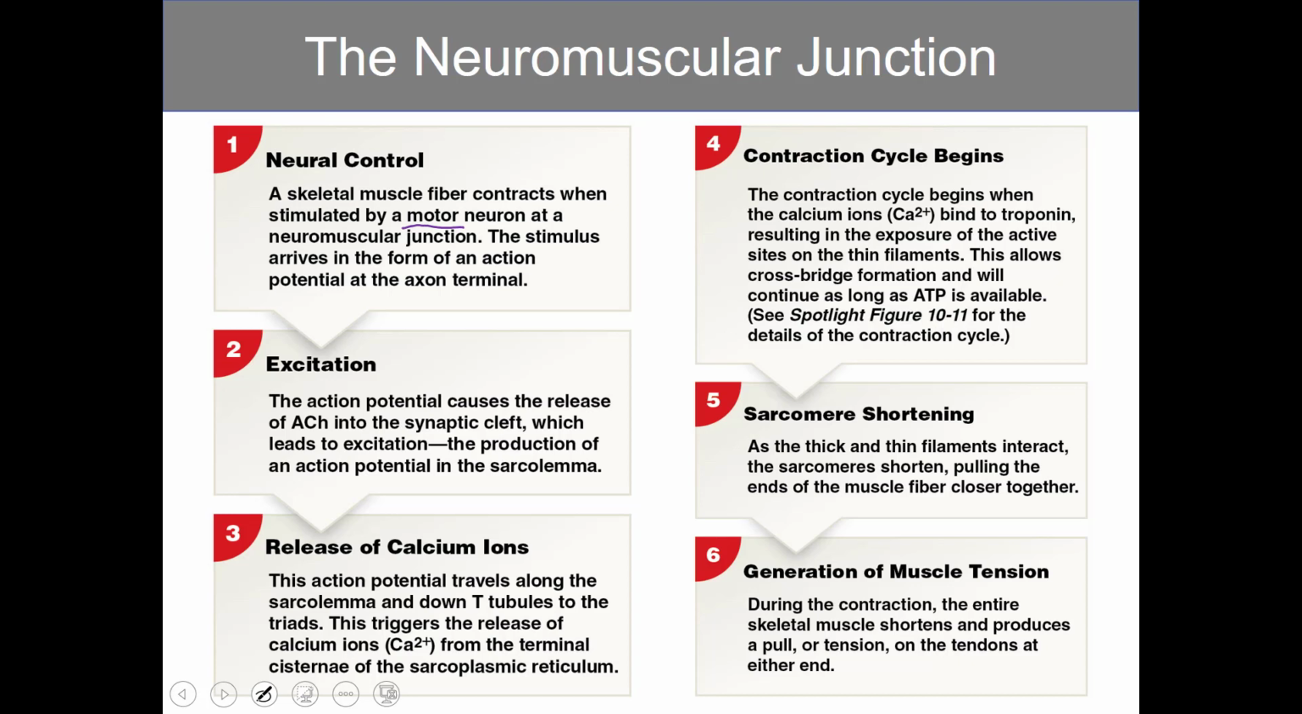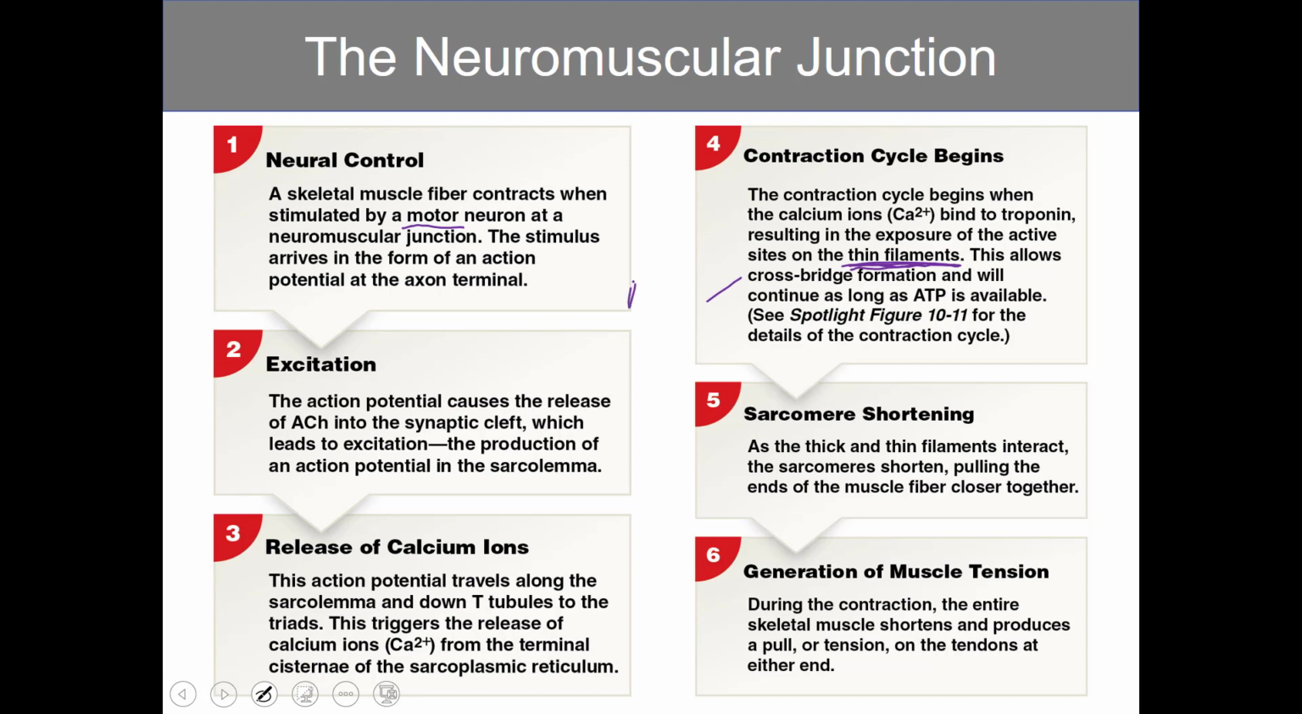Step 3, this action potential travels along the sarcolemma down the T-tubules, triggering the release of calcium from the triad. Okay, the calcium is being stored in the terminal cisternae of the sarcoplasmic reticulum. Step 4, contraction cycle begins. The contraction cycle begins when calcium ions bind troponin, resulting in the exposure of the active sites on the thin filaments. Remember, that's actin. This is going to allow cross-bridge formation.